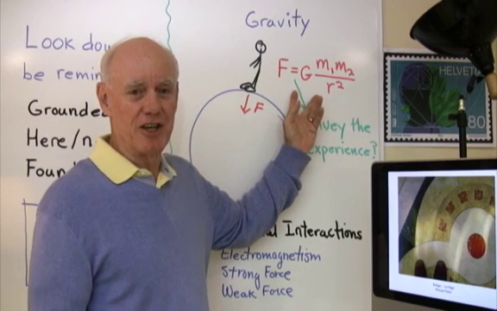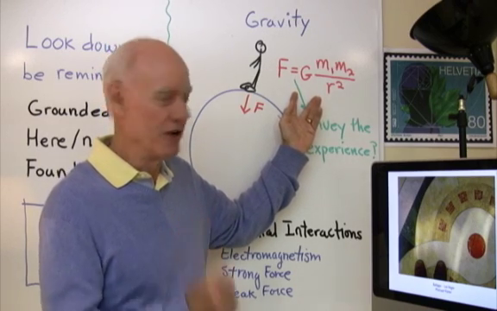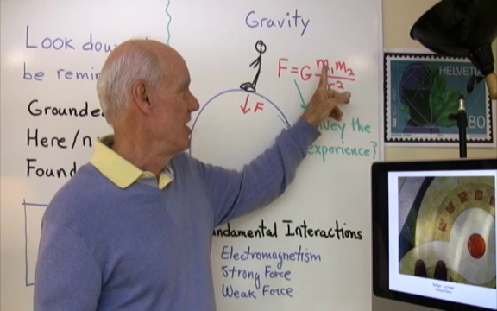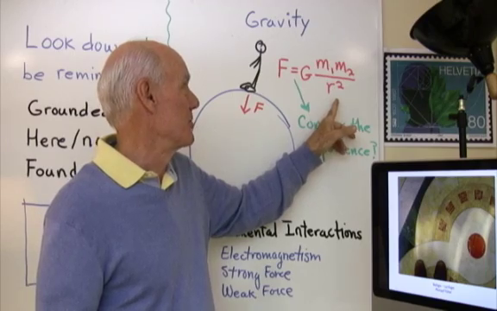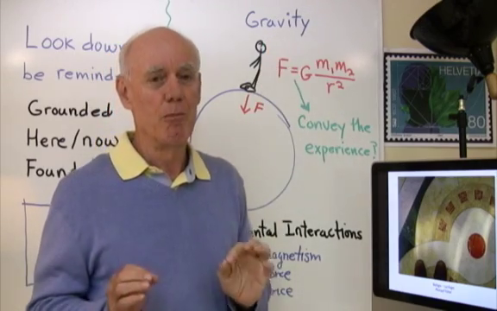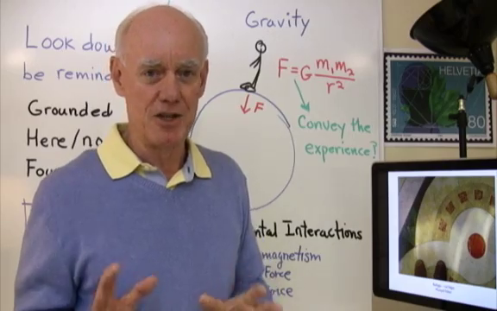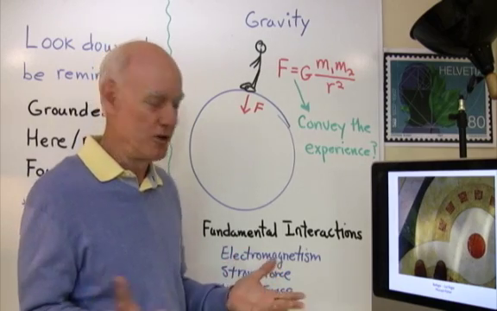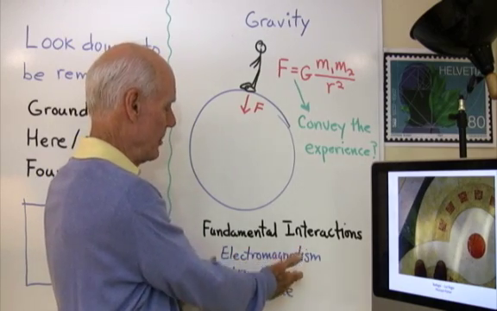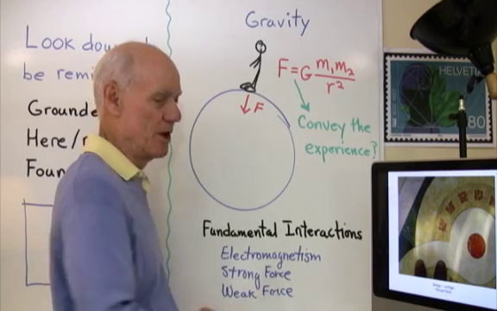Here's the equation that tells us how stuck we are to the Earth. It's this constant G, the product of these two masses divided by the distance between them squared. It's called gravity. Pretty important idea in mathematics and science. It's one of four fundamental interactions between things in the universe, the others being electromagnetism, the strong force, and the weak force.